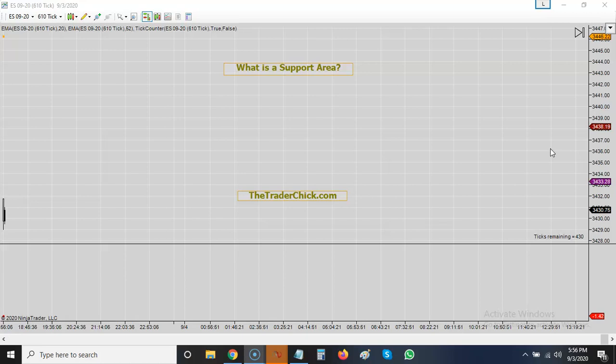Support areas, also resistance areas, they are like the seatbelts of trading. And if you don't know what to look for and where they are, you might constantly be making the wrong decisions by getting into wrong markets where there are these strong areas. So today we are going to talk about what is a support area.